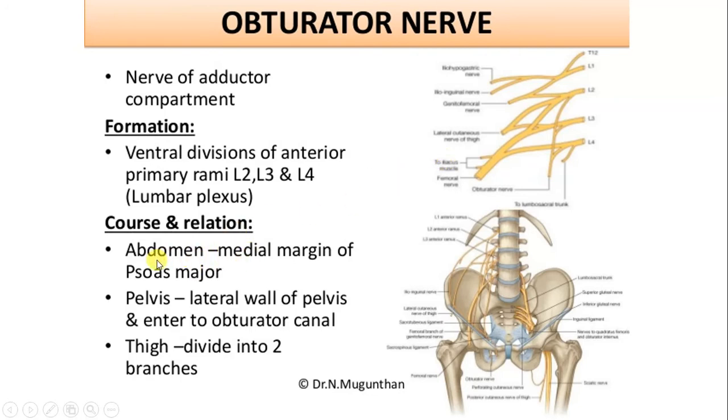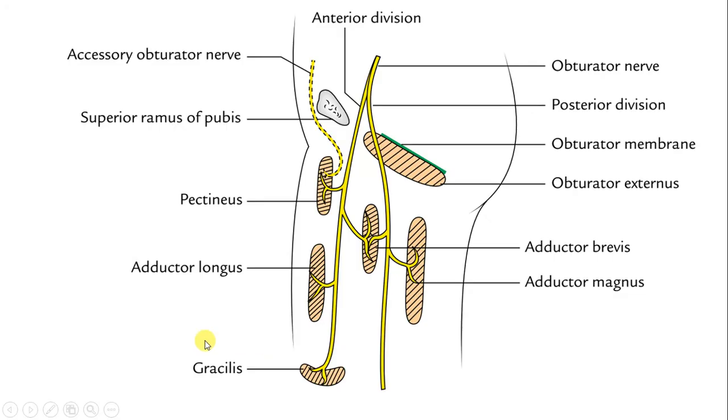Its course is along the medial margin of the psoas major, so it will run here on the medial margin of the psoas. Then it will enter the pelvis, run on the lateral wall of the pelvis and enter into the obturator canal along with the obturator artery, and it will divide into two branches. So here we can appreciate the obturator nerve.